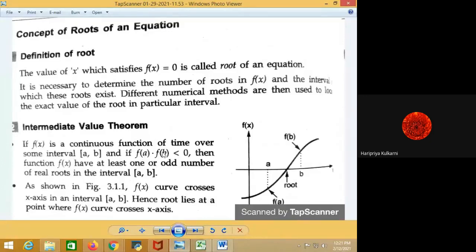If f of a into f of b is not less than 0, then the root will not lie between the given interval. For example, say this is the a point and here I take the b point. Both are negative, so the product will be positive and the root will not lie. Or say this is b and this is b dash; both are positive, so the product is positive, not less than 0, so the root is not lying in between them. I hope you have understood the concept of the intermediate value theorem.